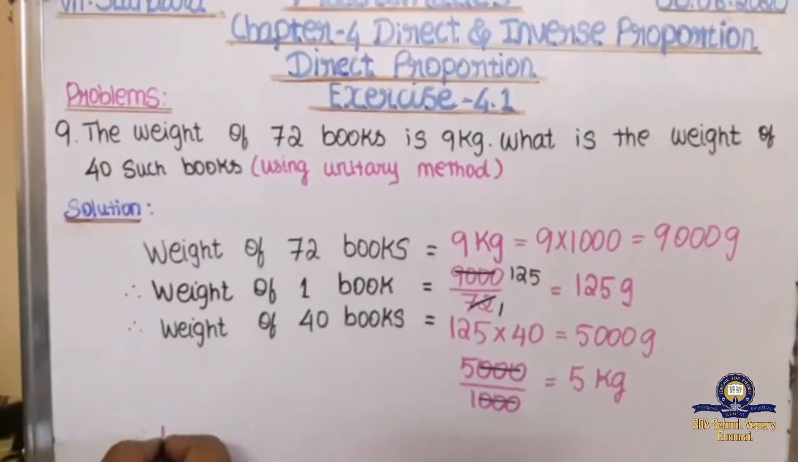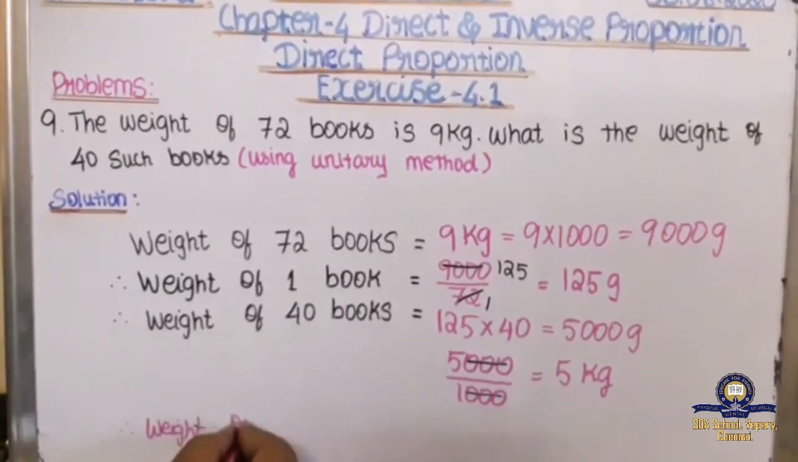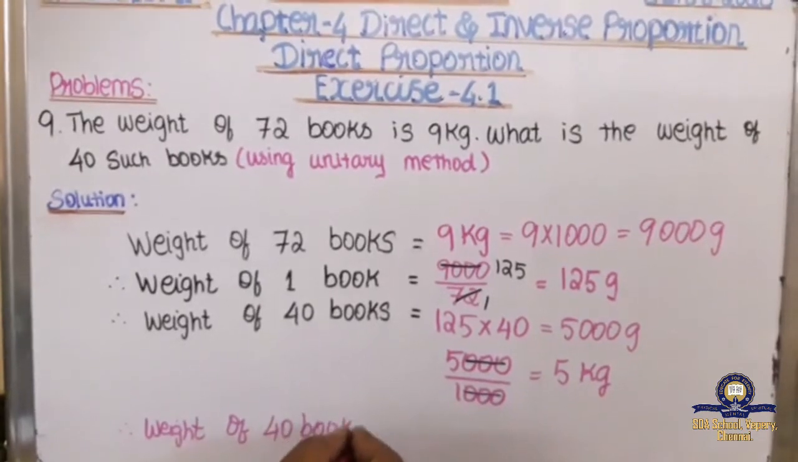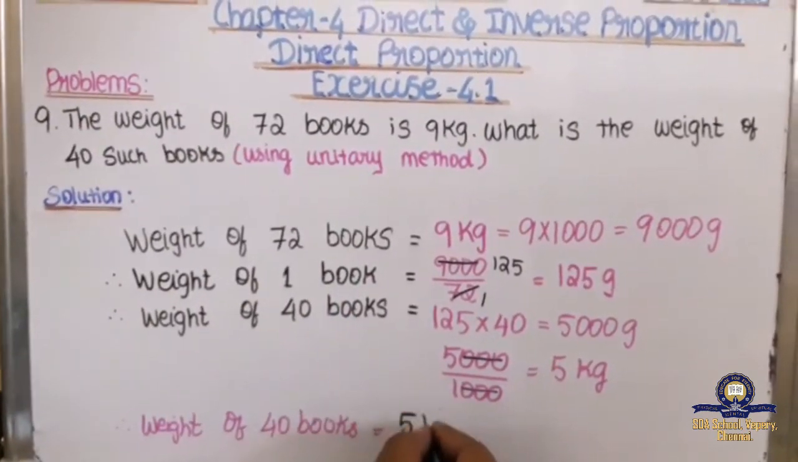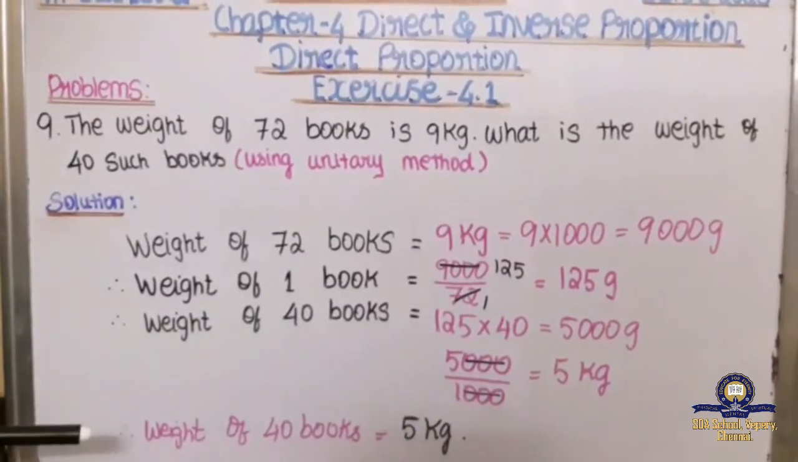Therefore, the weight of 40 books is equal to 5 kilogram. Now you understand, students? Okay, students. I hope that you are clear about the topic of direct proportion.